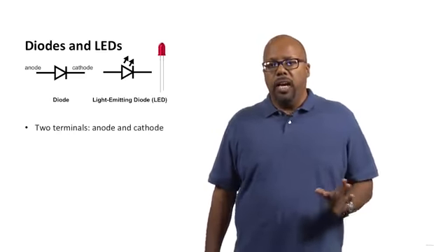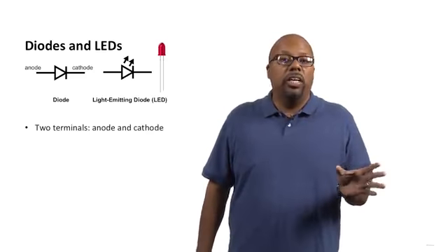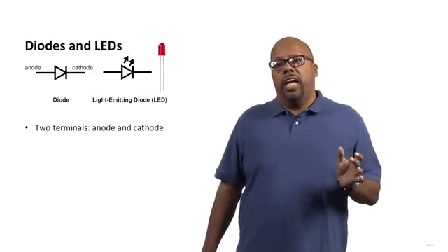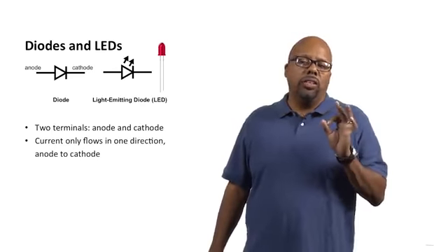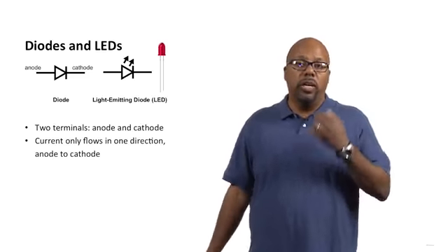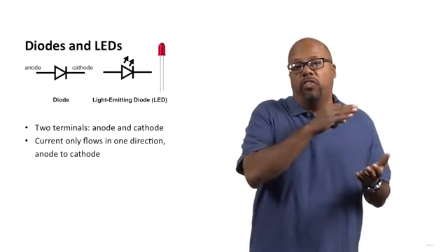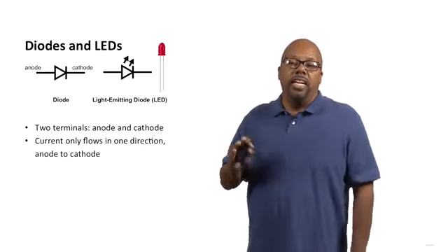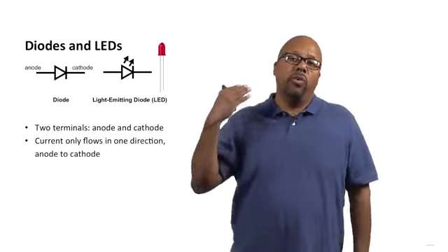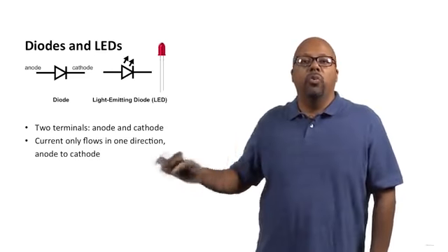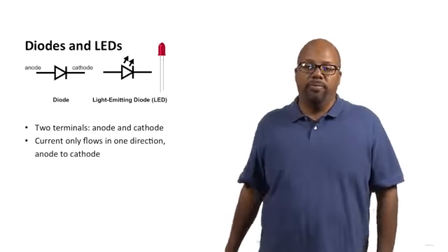Now, an LED or any diode at all, LED or not, has two terminals, an anode and a cathode. The unique thing about diodes is they are semiconductors, and current can only flow one direction through a diode. So it's got to flow from the anode to the cathode. It can't flow from the cathode to the anode. Even that said, it can flow from the cathode to the anode, but only if you drive it with a lot of voltage. Okay, at the levels that we're using, current is only going to flow in one direction, from the anode to the cathode.